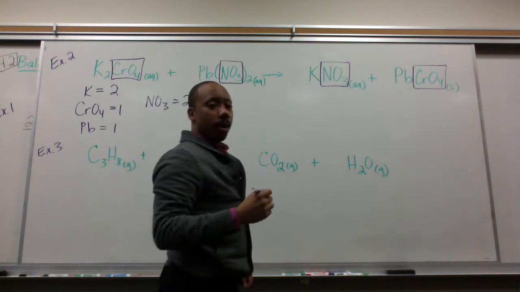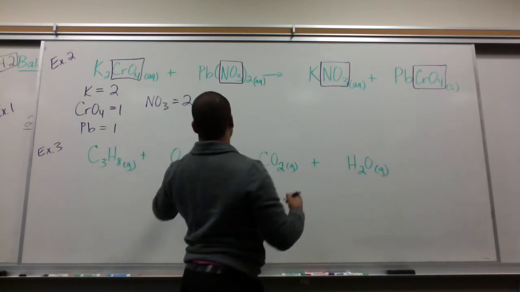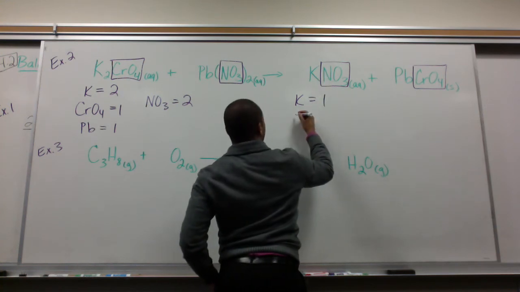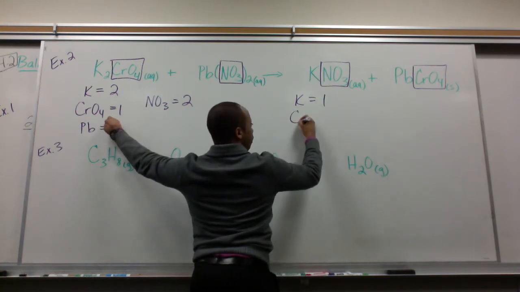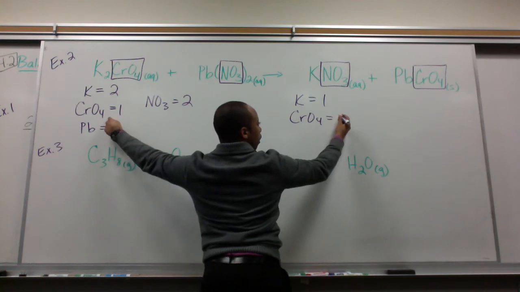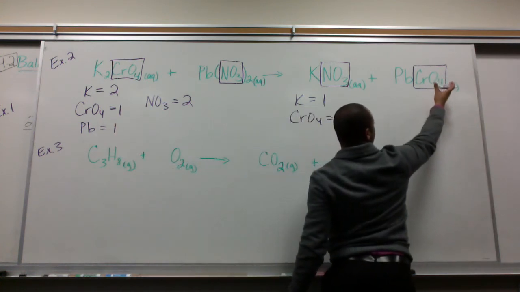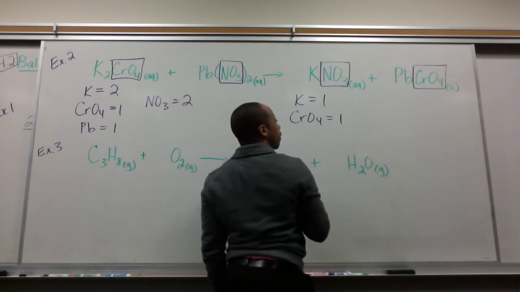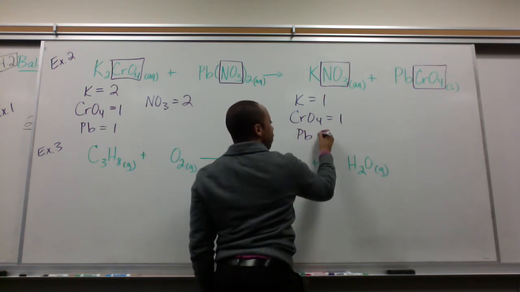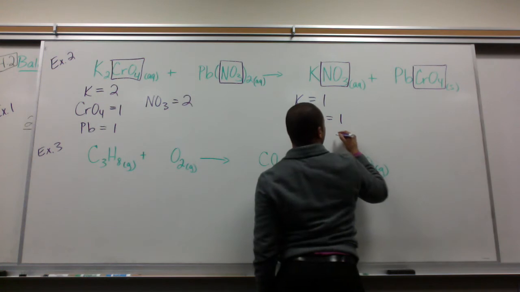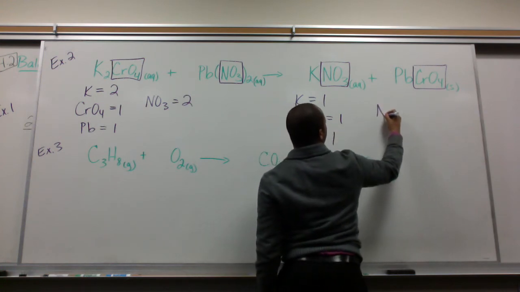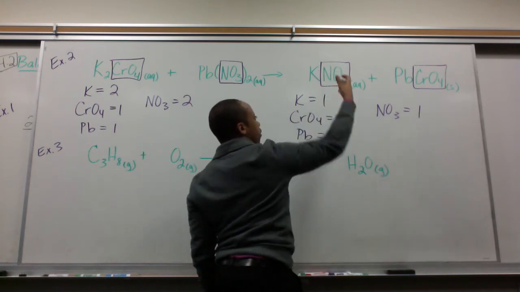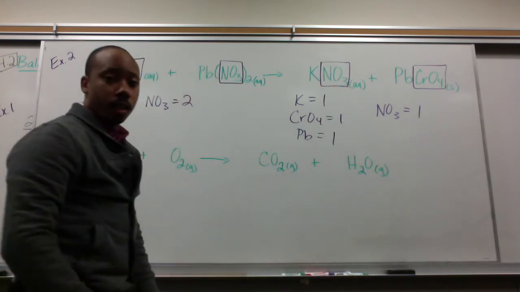Now on my product side, same ordeal. We cut our atoms up. For potassium, I have 1. For chromate, which is CrO4, I have only 1 chromate there, no parentheses around it, with a number outside, therefore we just say it is 1. My lead atom, I only have 1 as well. And for my nitrate, I simply have 1 because it's not surrounded by any parentheses.